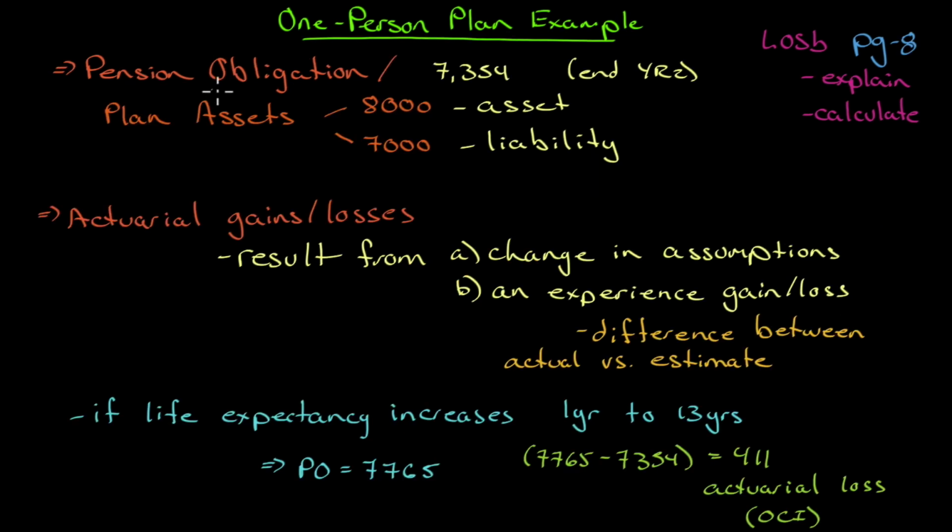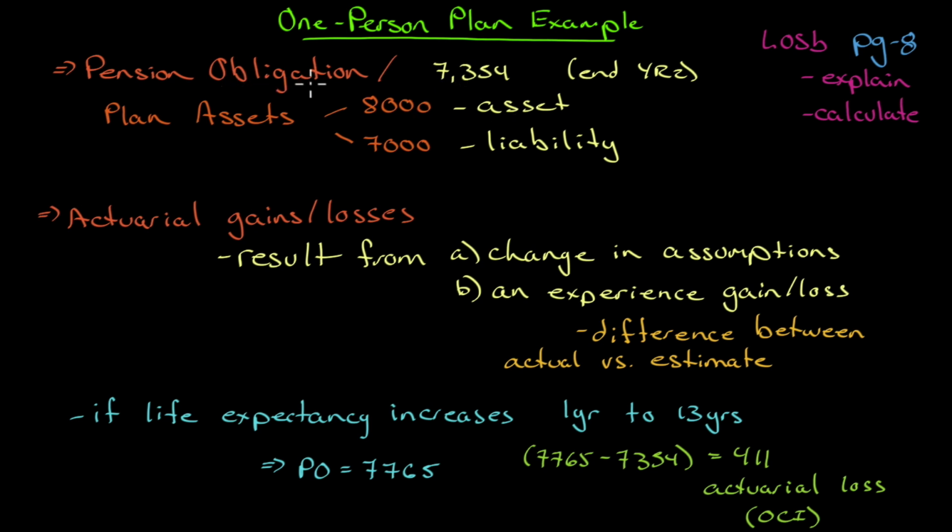So, to sum up, our pension obligation at the end of year 2 was $73.54. Our plan assets, let's say that of all the money we put aside, our assets at the end of year 2 are either $8,000 or $7,000. If it's $8,000 and we have a pension obligation of $7,354, we have an asset because we just net them.